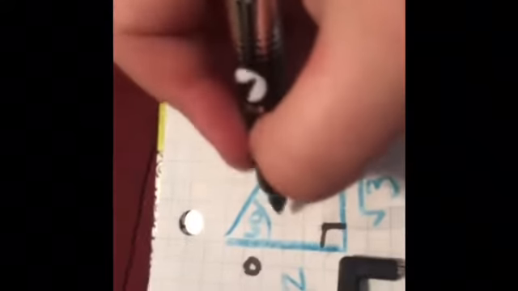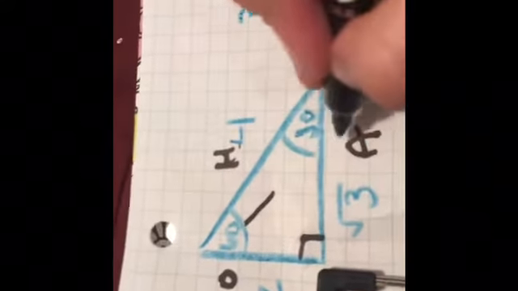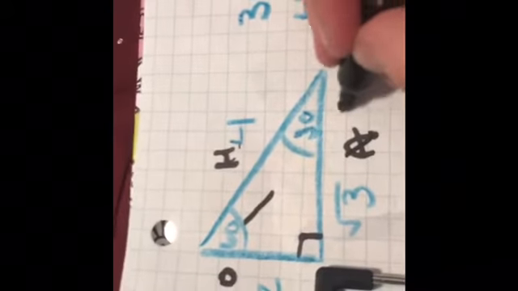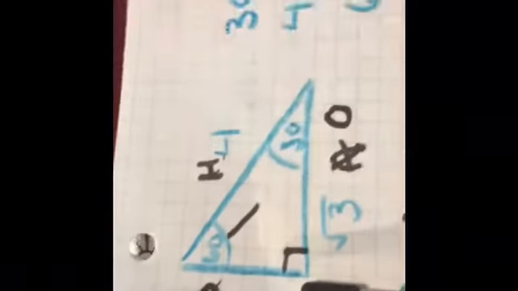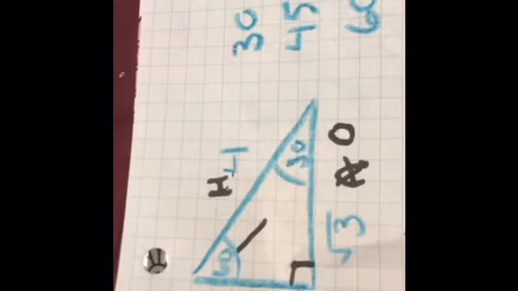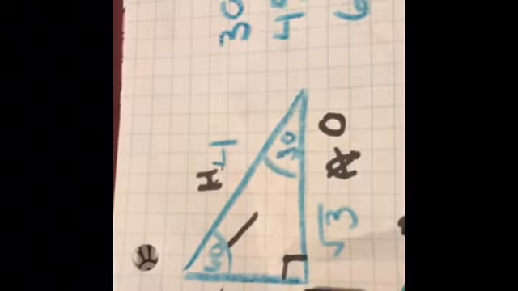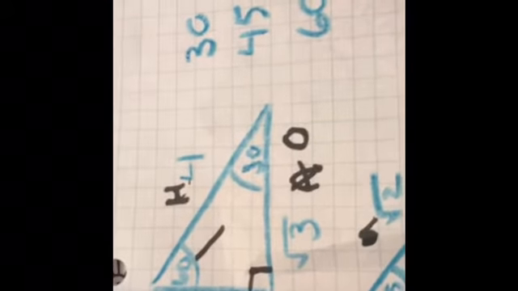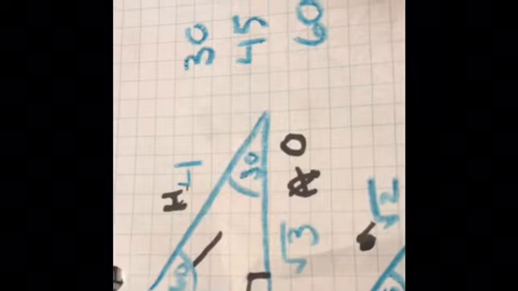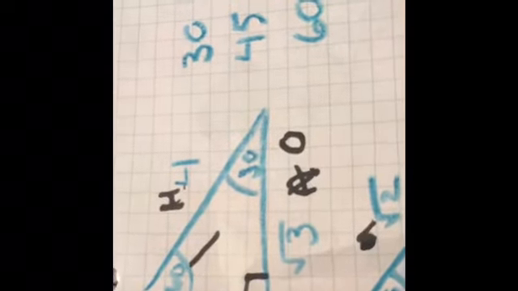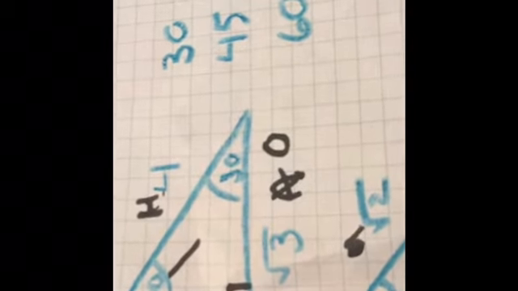Next up is 60. Now when we go to 60, we have to come back up to here, and then we have to do this again. So this is no longer A, it's O. This is no longer O, it's A. This is still H. And then we do what we did before. So our sin would be root 3 over 4, our cos would be 2 over 4, and our tan would be root 3 over 2.